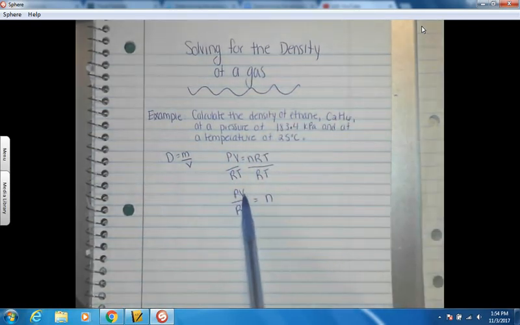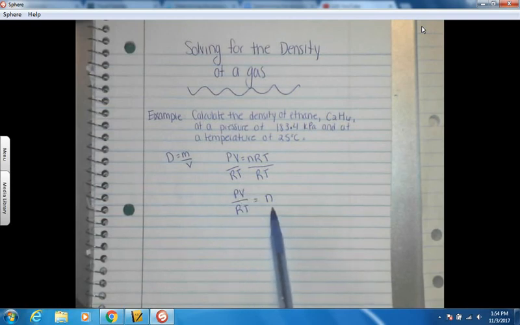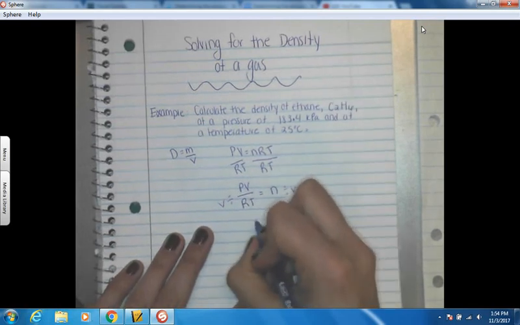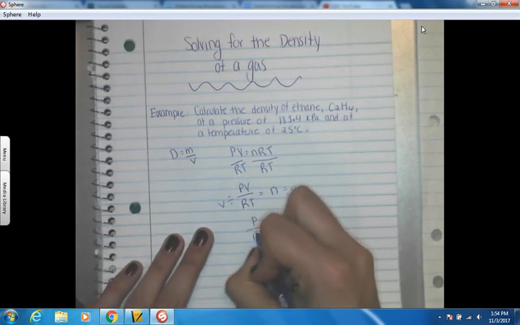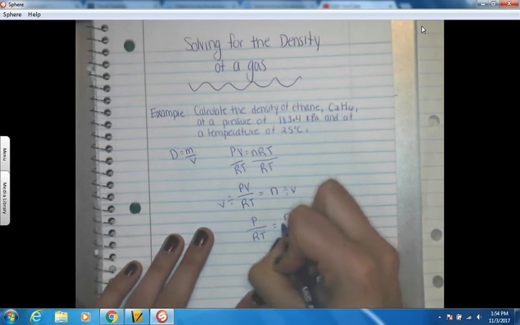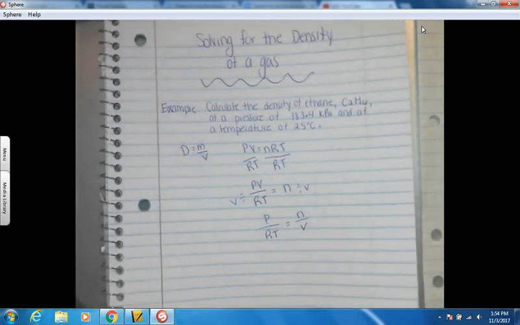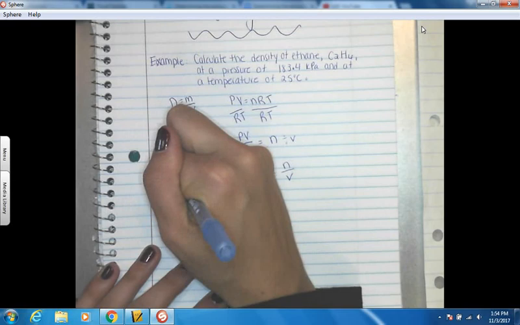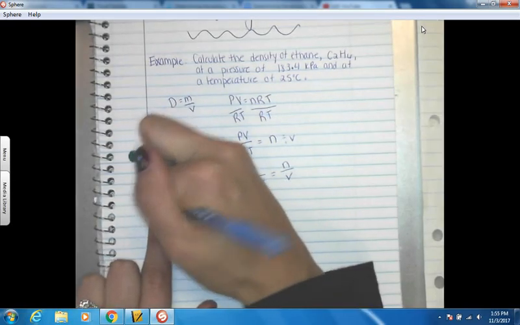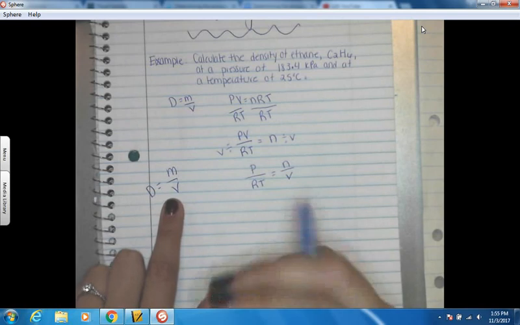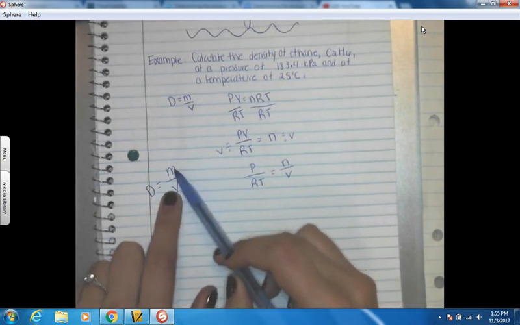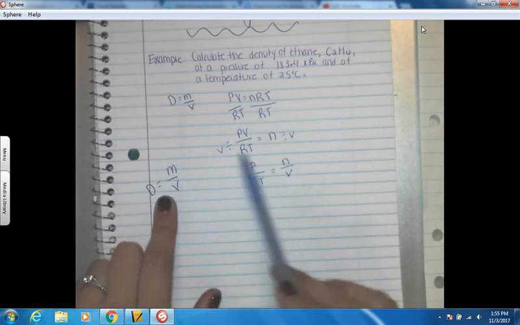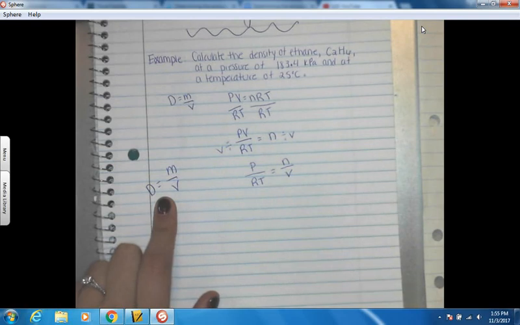Right now, V is on top of the equation, but we want it right under moles. So we can divide both sides by V to get an equation that looks like this: P over RT is equal to n over V. Now, n over V is very similar to m over V. Since we've done mole equations, we know how to convert mass to moles, so we want to get this value to be similar to n.